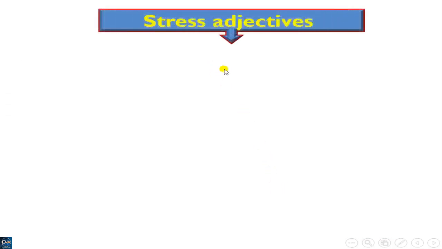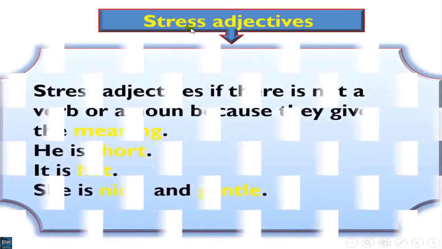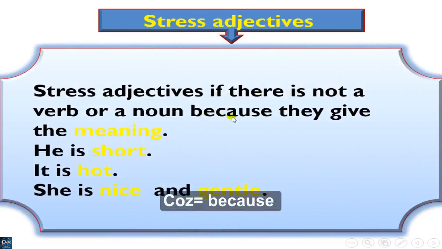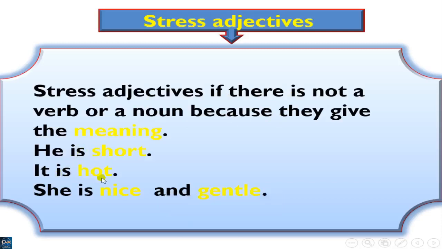In a sentence, we stress the noun. If there is no noun, you stress the verb. If there is no verb, you stress adjectives. Stress adjectives if there isn't a verb or a noun, because they give the meaning. He's short. It's hot. She's nice and gentle.